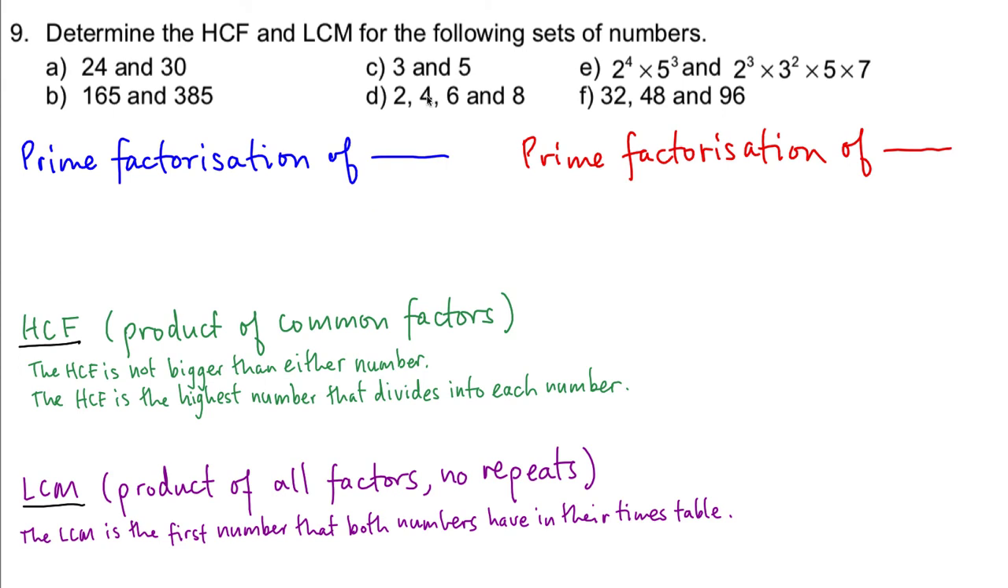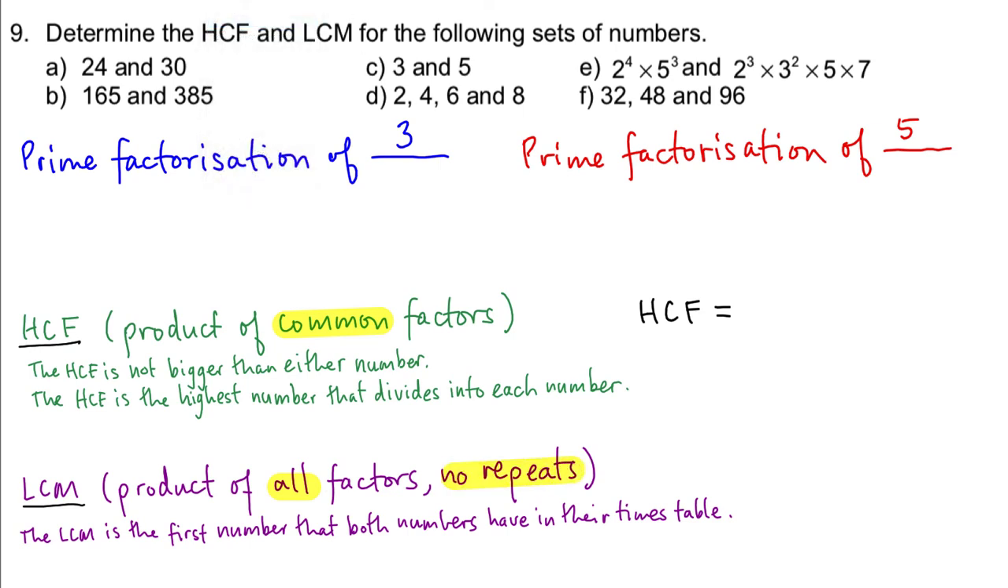Okay, let's try the next one. The first number is in blue and the second number is in red. Well, they are already prime numbers, so we can't factorize them any further, and so we're ready to find the highest common factor and the least common multiple. So the highest common factor is going to be any common factors. So the key word here is common, whereas in the next case the key word is all with no repeats.